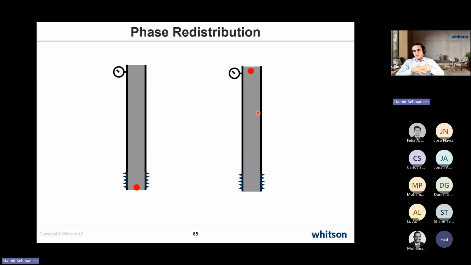And the other part is phase redistribution. Right after the shut-in, the gas that is down here suddenly goes all the way to the top of the wellbore, and that can screw up the quality of the data. That's what we call phase redistribution.